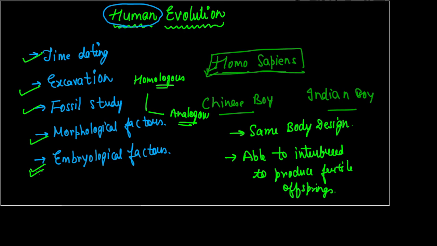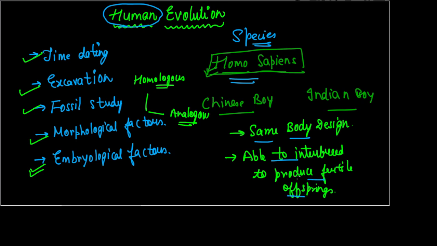Now we are all human beings, and we may be from different parts of the world. We may be from India, from China, or from anywhere else, but we are all part of the same species of organisms, that is Homo sapiens. We are similar enough to breed and perpetuate. We have the same body design, and we are able to interbreed amongst ourselves to produce fertile offspring.